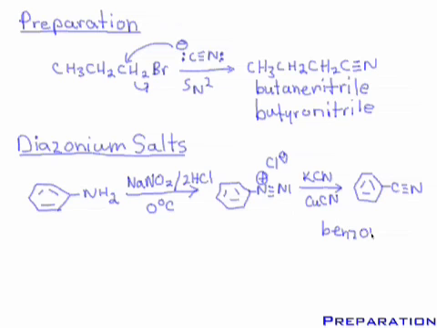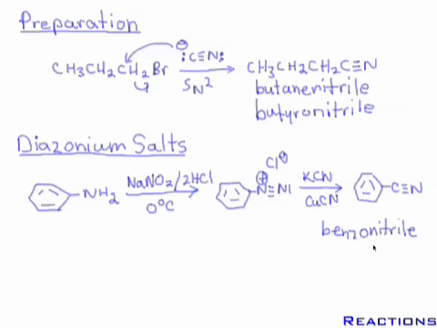So you either say benzonitrile or benzene carbonitrile from benzene carboxylic acid. That's it for the preparation of nitriles. Two basic preps, both work reasonably well. One for making aromatic-based cyano groups, and the other for making alkane-based cyano groups.